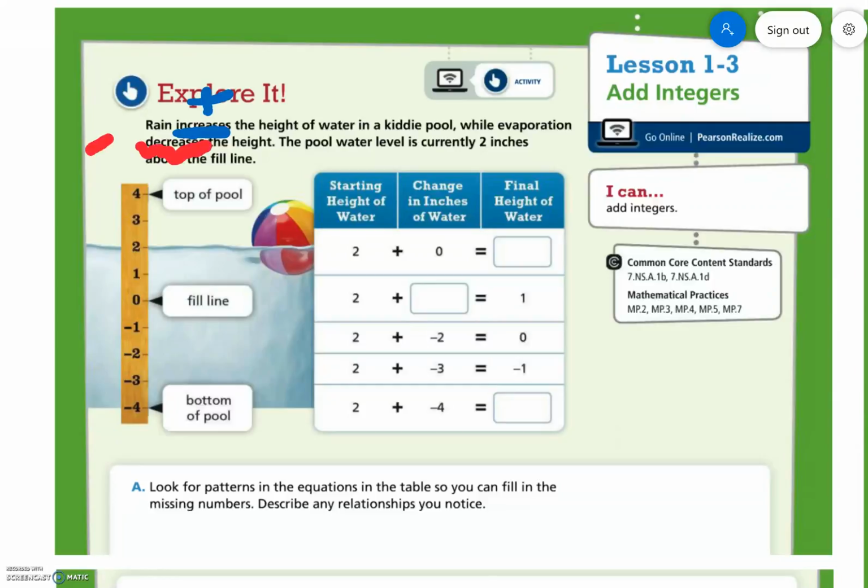The pool water level is currently 2 inches above the fill line. So here's our fill line. Currently, it's 2 inches above that, so higher than that, positive. So what I want you guys to do is pause the video and take a second to fill out this chart.